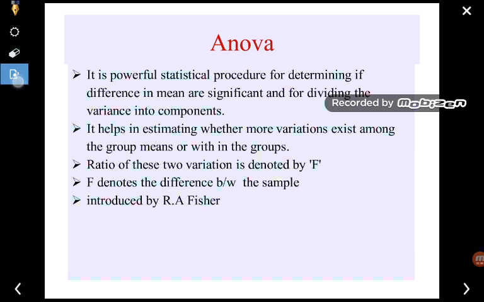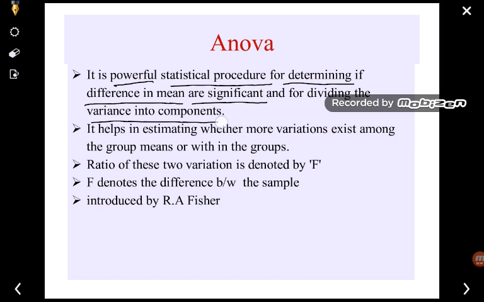Now it is a powerful statistical procedure for determining if the difference in the means are significant. एक ऐसा प्रकार का प्रोसीजर है इन विच हम क्या करते हैं, डिफरेंस इन द मीन, एक ग्रुप के अंदर वाला मीन, या फिर विद इन द सैंपल एंड बिटवीन द ग्रुप्स, मीन ऑफ बिटवीन द ग्रुप्स ये सिग्निफिकेंट है कि नहीं, ये फाइंड आउट करते हैं फॉर डिवाइडिंग द वेरिएंस इनटू द कंपोनेंट्स.